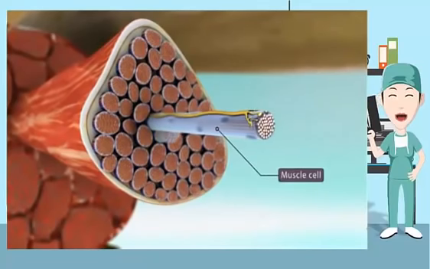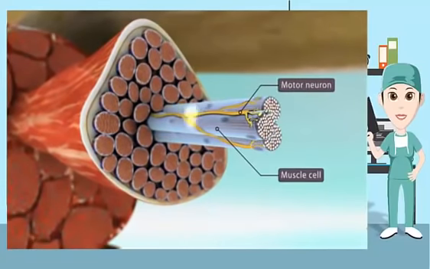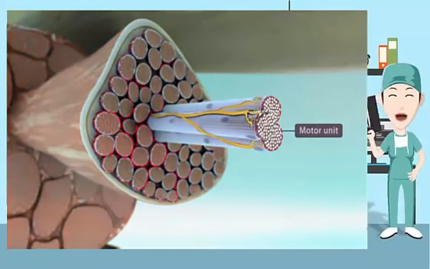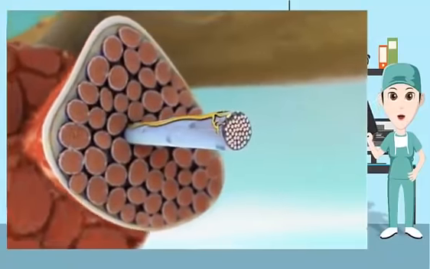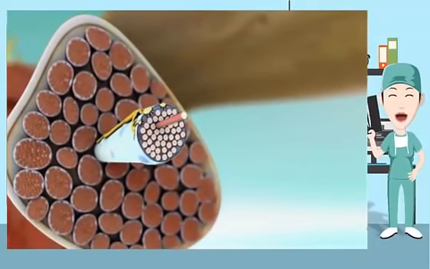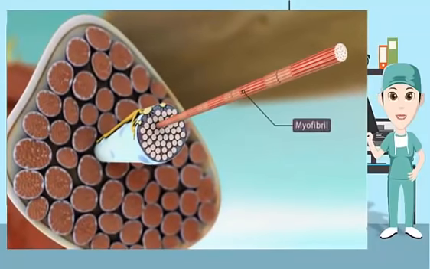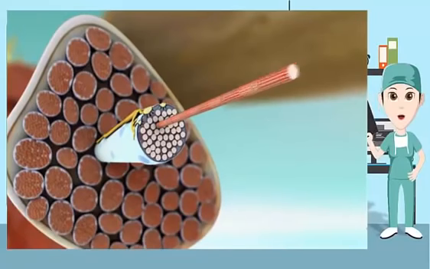A group of muscle cells stimulated by a single motor neuron is known as a motor unit. There can be many motor units in a whole muscle. Each muscle cell consists of many rod-like myofibrils that contain the contractile proteins of the cell.